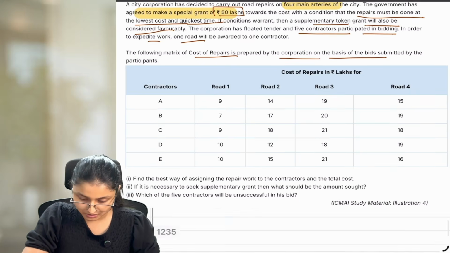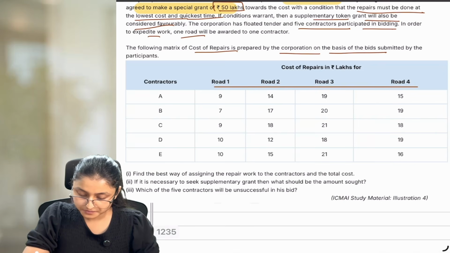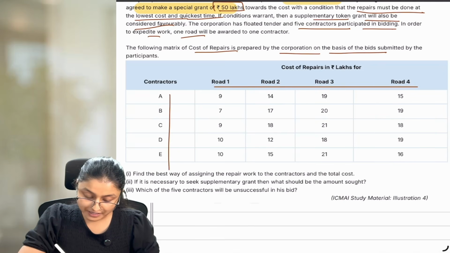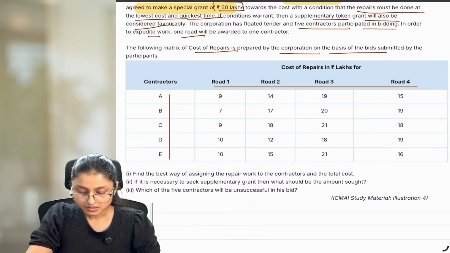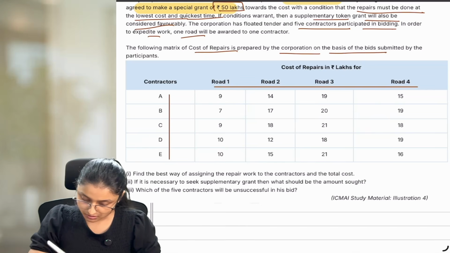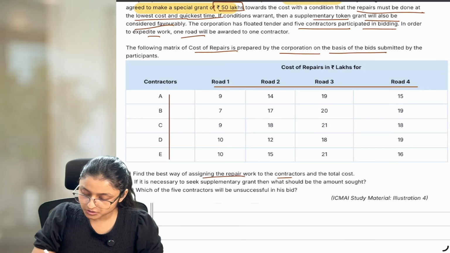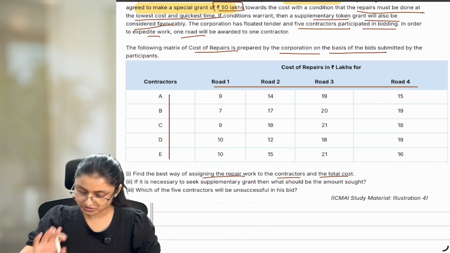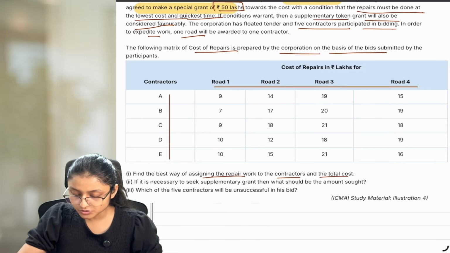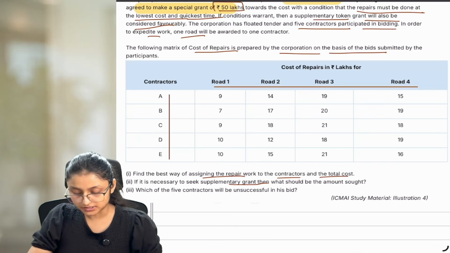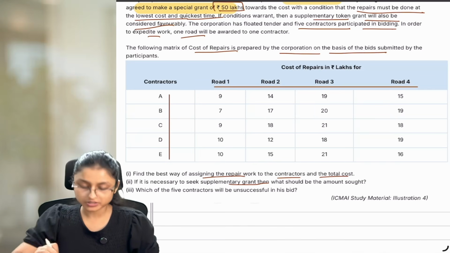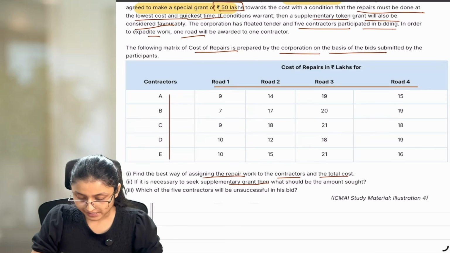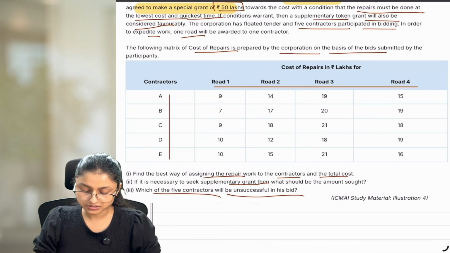The following matrix of cost of repairs is prepared by the corporation on the basis of bids submitted by the participants. So we have 4 different roads. We have 5 different contractors. That means it is an unbalanced situation and we have to minimize the cost. Find the best way of assigning repair work to the contractor at the total cost so that cost can be minimized. If it is necessary to seek supplementary grant, then what should be the amount which we should ask for, and which of the 5 contractors will be unsuccessful in his bid.